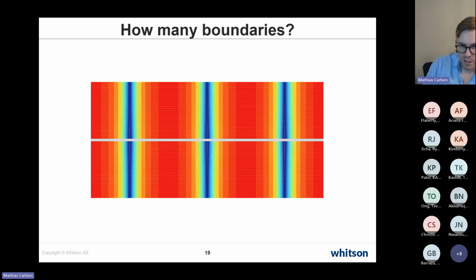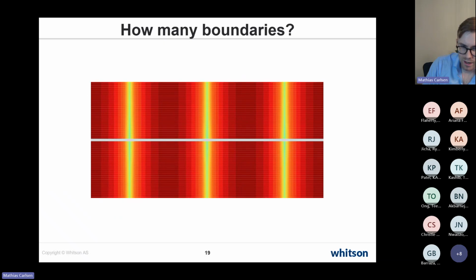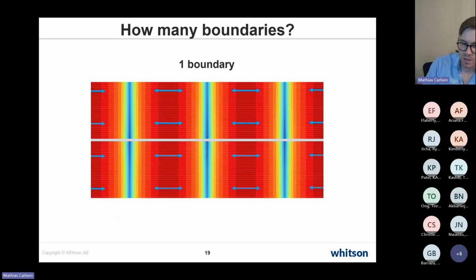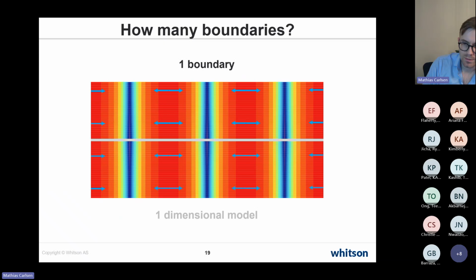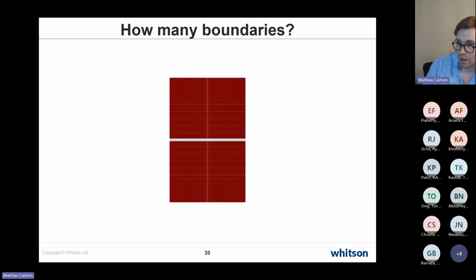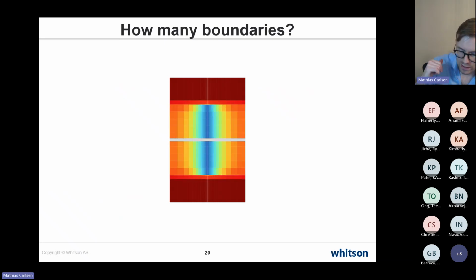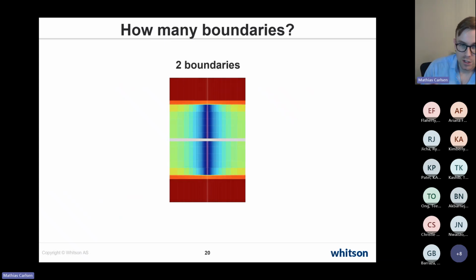If we add these next to each other, it's still one boundary because we see the boundary at the same time. It's still a one-dimensional model because it's just a series of one-dimensional models, and it only has one boundary, so that means that it only has two flow regimes. This guy, however, has two boundaries.